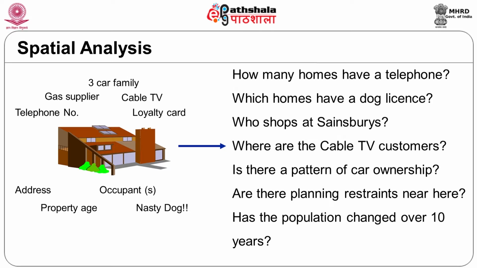We would like to know how many homes have a telephone, which homes have a dog license, how many shops there are in a specific location, and where the specific cable TV customers are. Is there a specific pattern with respect to car ownership? Or do we have any constraint or restraint for planning in an area, because this might be a direct application for you? Or you may want to know the change in the pattern of population over a period of time, 10 years, 20 years, etc. For this sort of analysis, GIS comes into play.